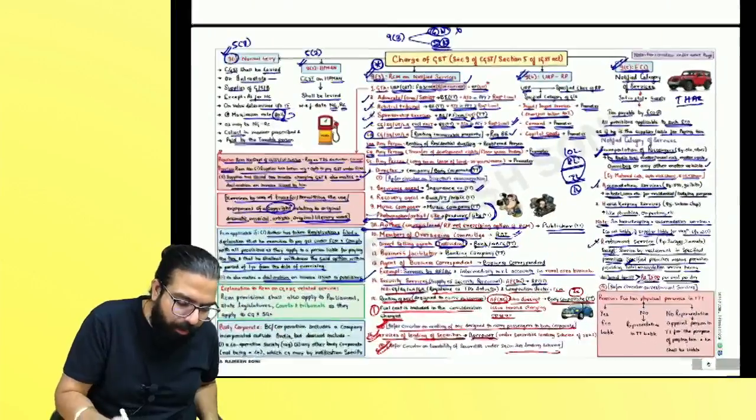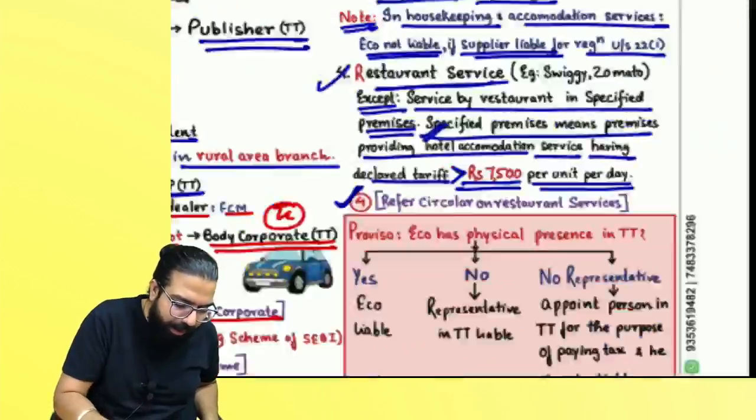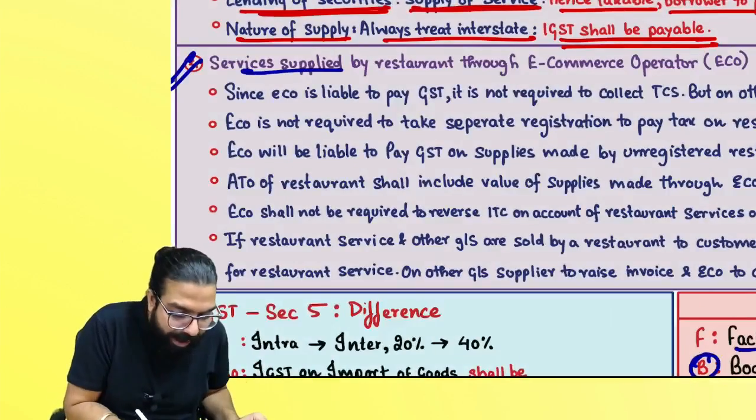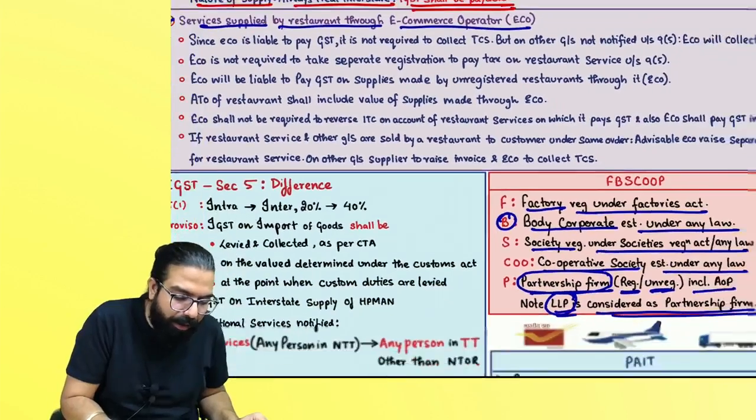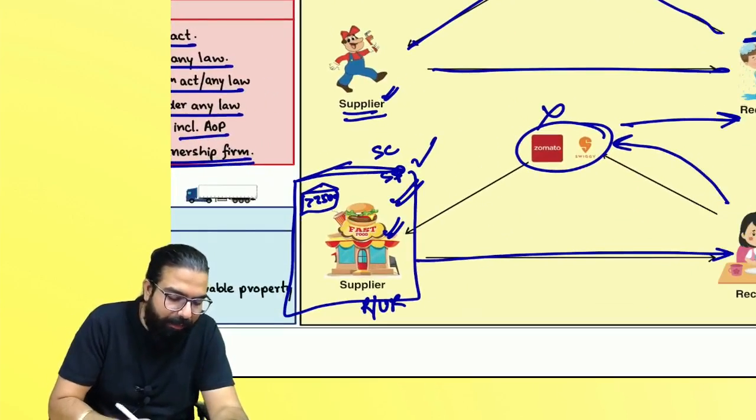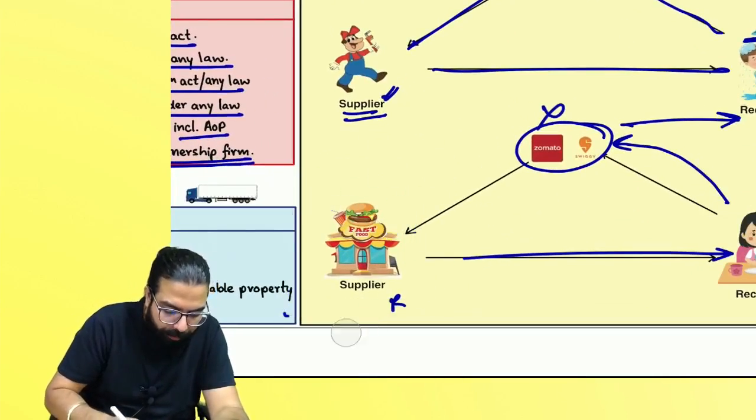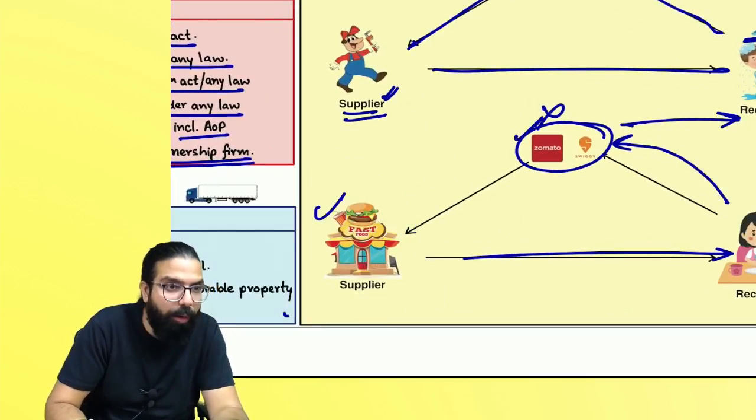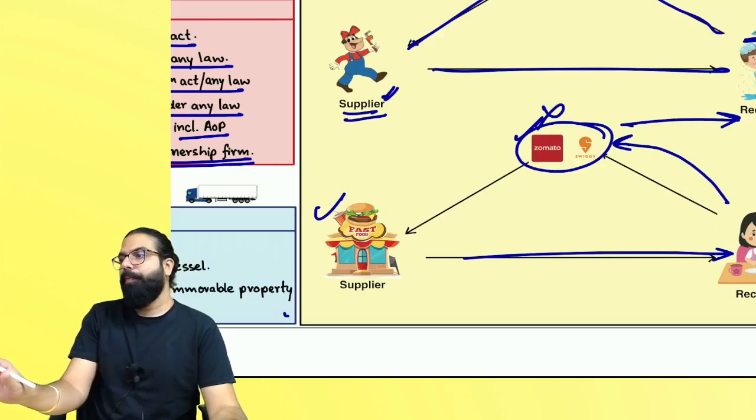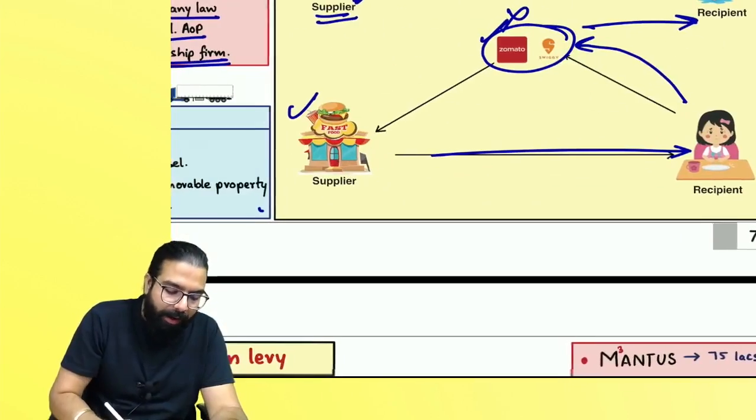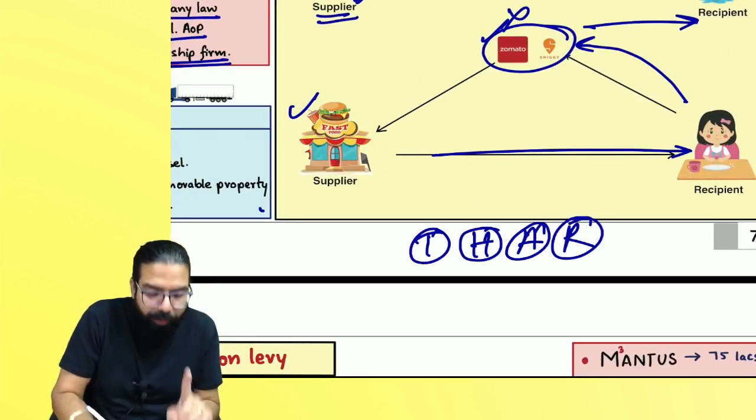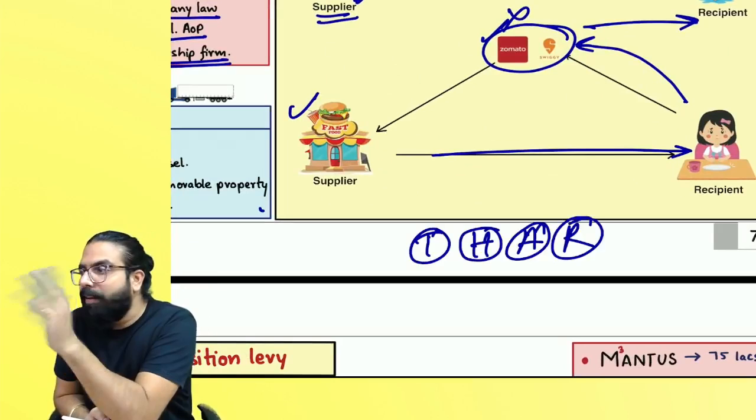Here one circular is there. If you see, sir, where is the circular over here? I have gone ahead and given the circular over here: services supplied by a restaurant through an e-commerce operator. Remember one thing, sir, the first question which was asked was, whenever services are supplied by a restaurant through e-commerce, so supposing there is a restaurant supplying the service through e-commerce, remember in Section 9(5) supplies there is no TCS applicable. Section 9(5) supplies are transportation, housekeeping, accommodation and restaurant service. On all these four services, TCS is not applicable.